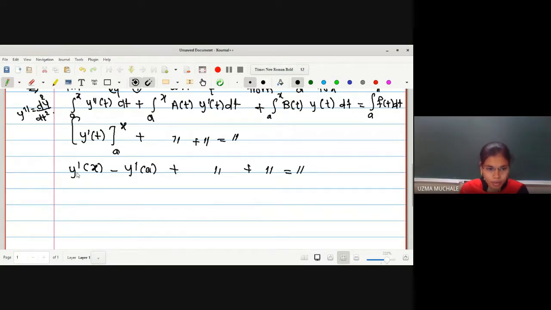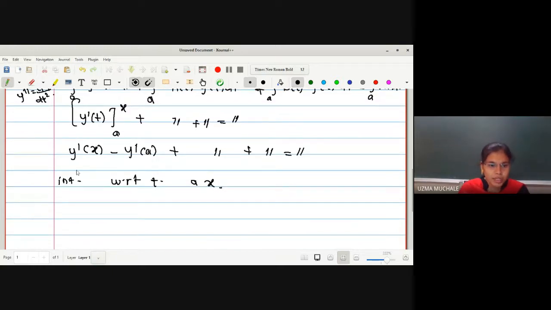Now again we are going to integrate this equation. After integration of the above equation, integrating with respect to t within the limits a to x, right? So let me write down the integration of this term in detail. It is integral a to x of y dash of t dt minus y dash of a. This is a constant. Now y of x is one function, y of a means the value of that function at a point a. That will be some constant number, right?